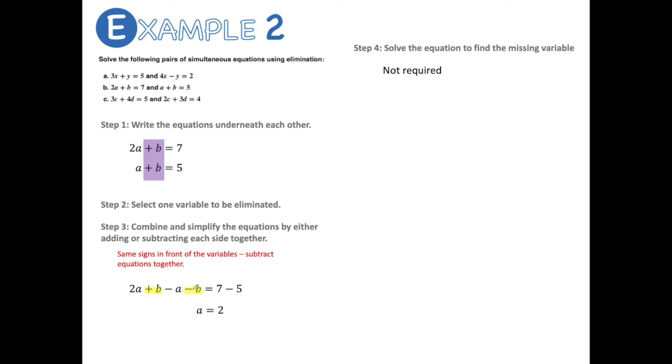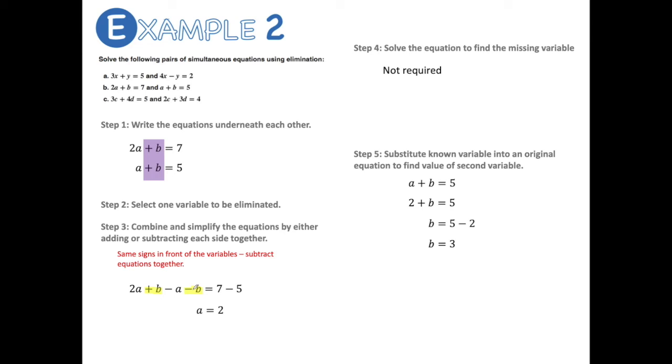So I don't need to go ahead and solve to find my missing variable, because when I've simplified the equation, it has done that for me. So now I can substitute my a equals 2 value into an original equation. So I've selected a plus b is equal to 5. So 2 plus b is equal to 5. So b is going to equal 3. So I can go ahead and write my answer. a is equal to 2 and b is equal to 3.